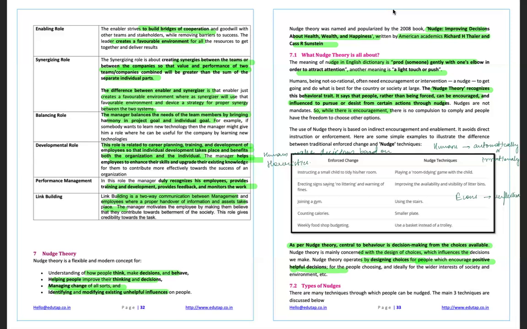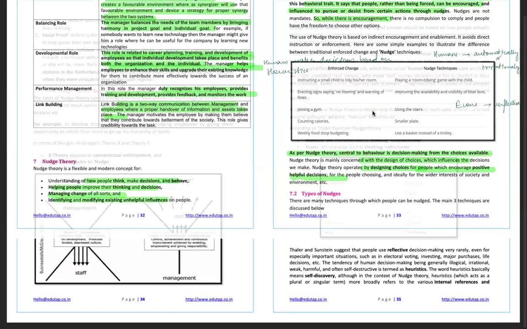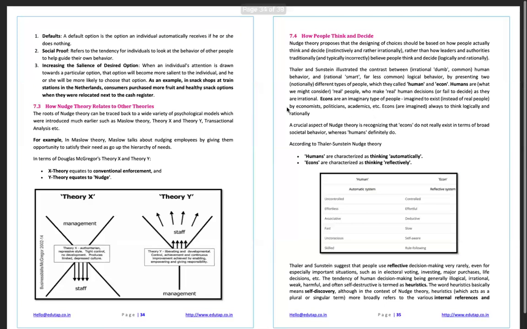So as per nudge theory, the central to behavior is a decision making from the choices available. Nudge theory is mainly concerned with the design of choices which influences the decision we make. Design of choices. मतलब we have so many alternatives so that when we select it, it will be good. So for the people choosing and ideally the wider interest of society and environment, etc. Type of nudges, there are many techniques through which people can be nudged. Main three techniques of nudge are mentioned.